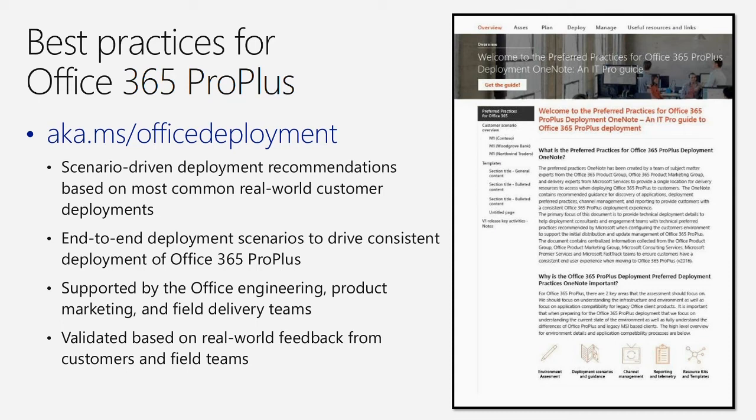So if you go to aka.ms/officedeployment, you'll come to a splash page. You can go to what's called the preferred practices today. It will be changing to best practices. And what you see here is a downloadable OneNote. Everything you see on the web, you can click through it all in web view, and then there's an option to actually download it to OneNote.